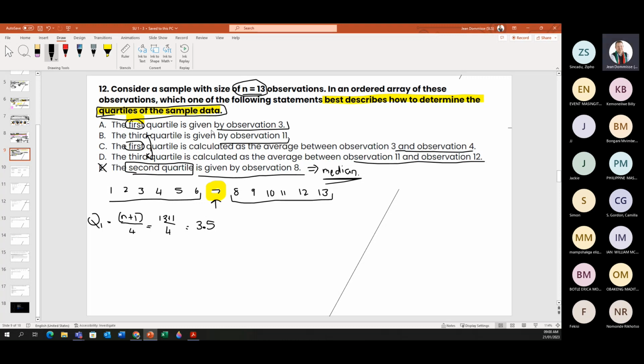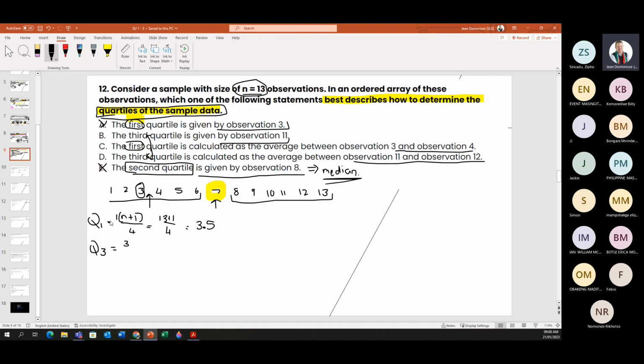Okay, the first quartile is given by observation 3. We're actually looking for slap bang in the middle of the two. So not that one. But let's work out Q3 as well, because we're still looking for the right answer.